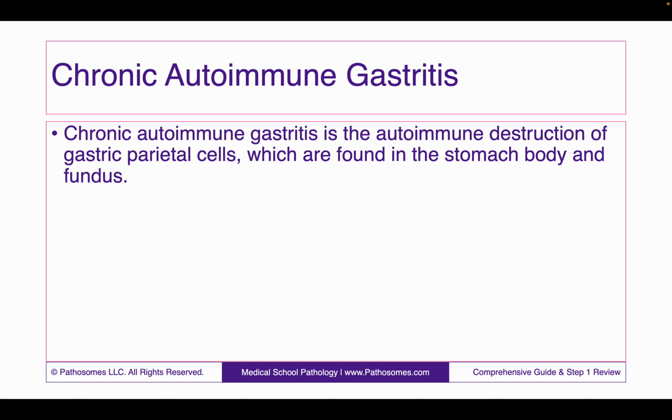Patients with chronic autoimmune gastritis have increased risk for gastric adenocarcinoma, intestinal type. Chronic H. pylori gastritis is due to H. pylori-induced acute and chronic inflammation.